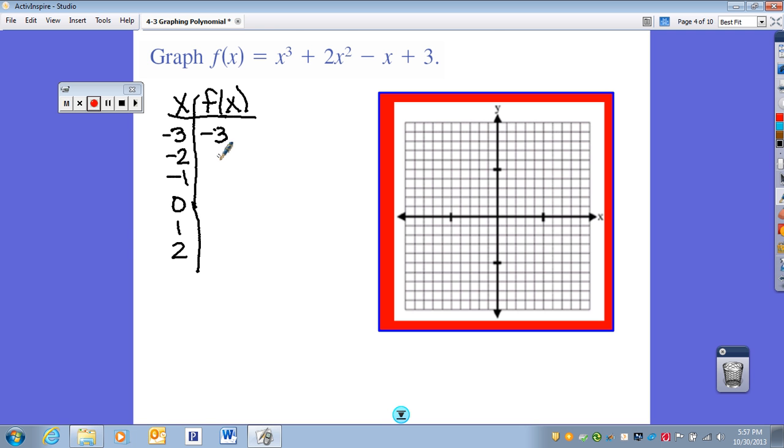When I plug the -2 into the equation for my x values, either by direct substitution or synthetic substitution, I will get the value of 5. For -1, I also get the value of 5. When I plug in 0, I have the value of 3. When I plug in a 1, I have the value of 5. And when I plug in a positive 2, either with direct substitution or with synthetic substitution, I have a value of 17.